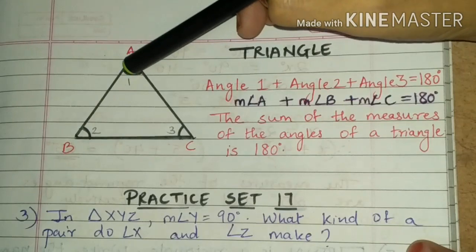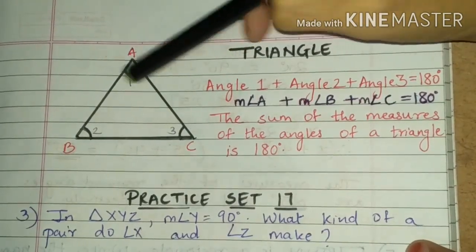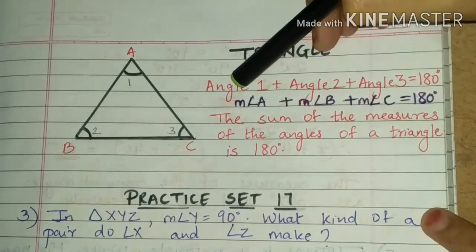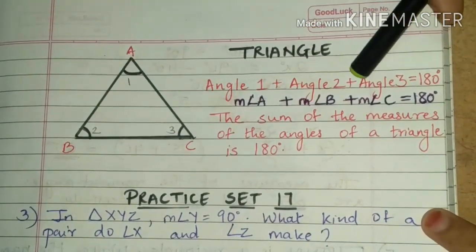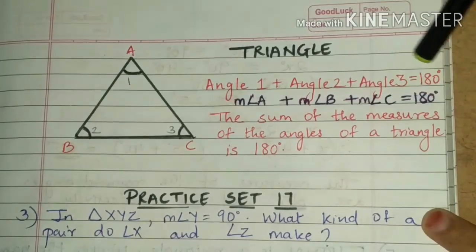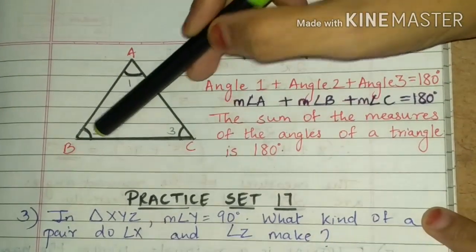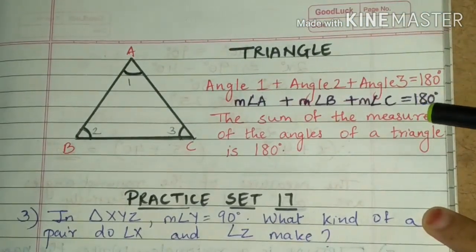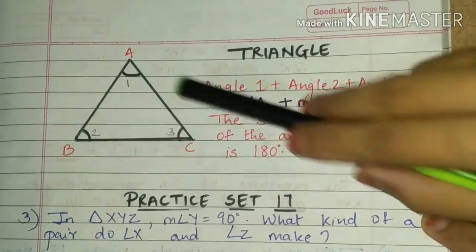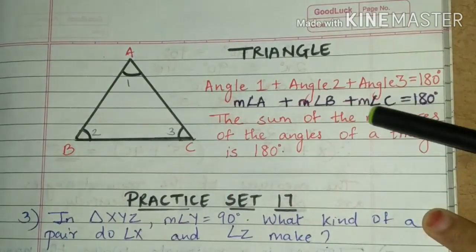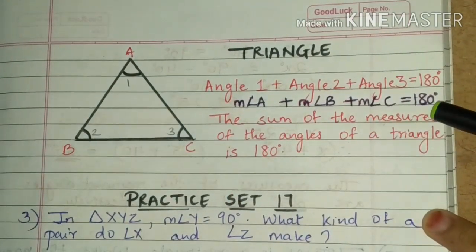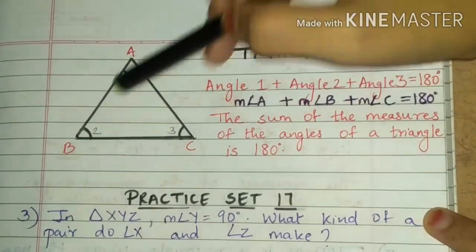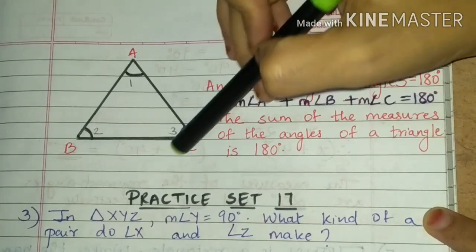180 for a triangle. See, this is angle 1, angle 2, angle 3. So angle 1 plus angle 2 plus angle 3 should be how much? 180. Means the sum of the measure of all the angles of a triangle should be equal to 180. Measure angle A plus measure angle B plus measure angle C should be how much? 180. Means if, for example, you have two angles, you can find the third angle.